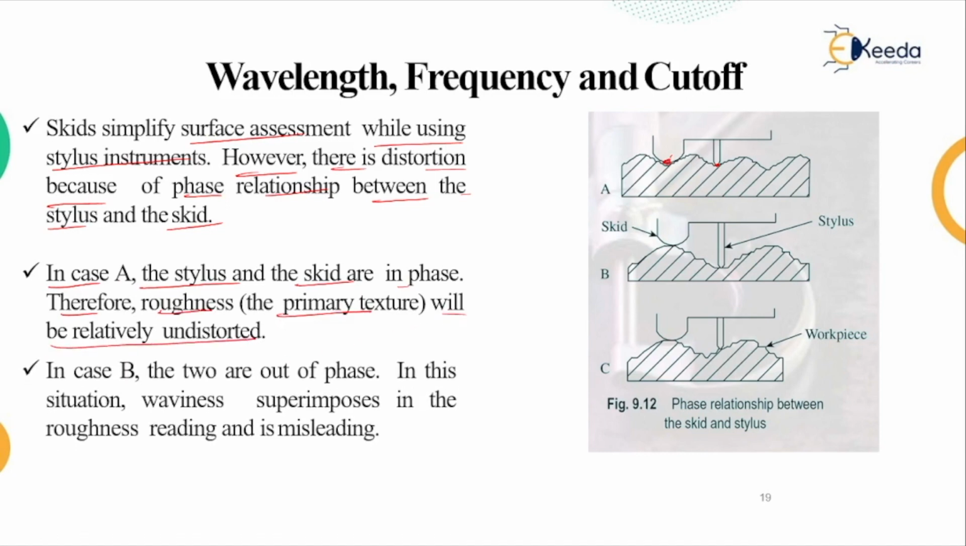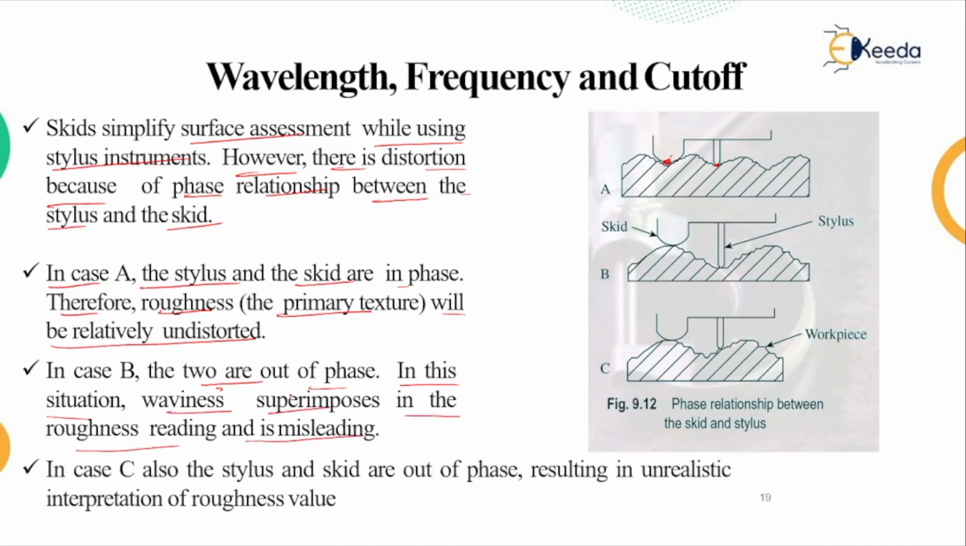Now in the second case, B, these two are out of phase. In this situation, the waviness superimposes on the roughness reading, and that is misleading. Whereas in case C, the stylus and skid are again out of phase, resulting in an unrealistic interpretation of the roughness value.